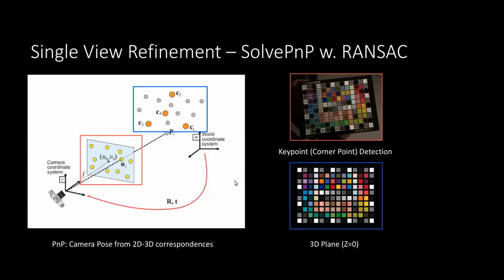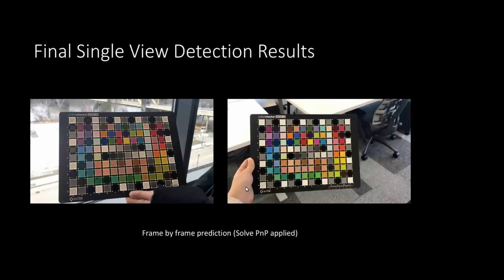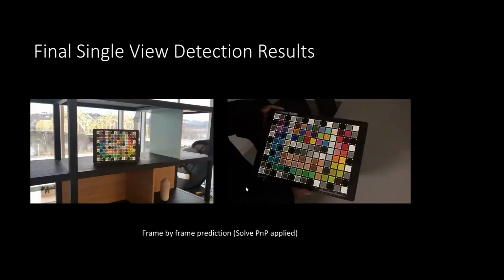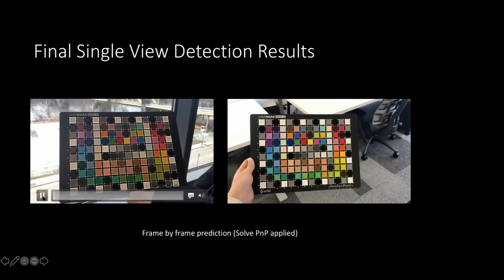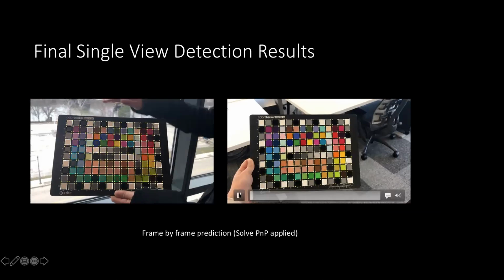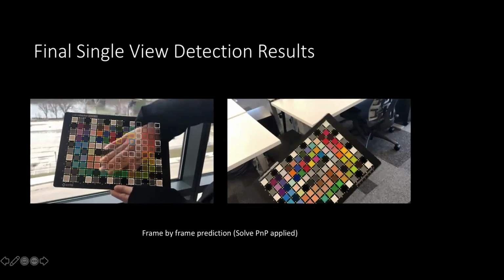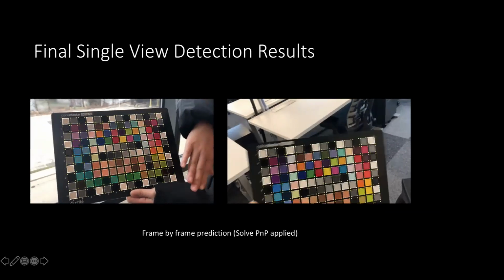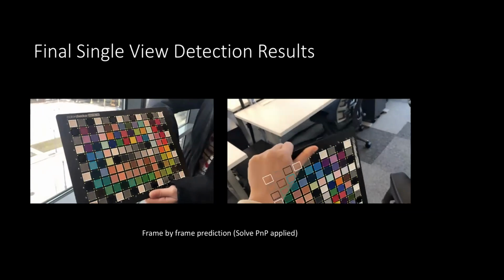And this gives us a set of 3D to 2D correspondences, so we can estimate the viewing angle of your camera and reproject all the 3D key points back to the 2D image plane. So we can further refine the predictions. So here is our final single view detection results for images in the wild. You can see it works really well for different rotations, for occlusions, and for different viewpoints.